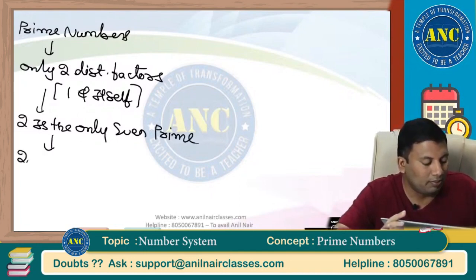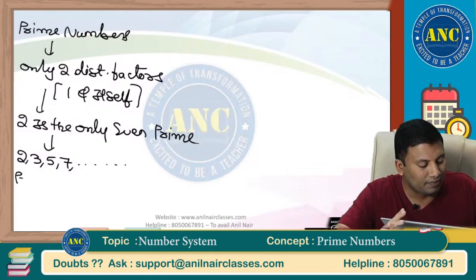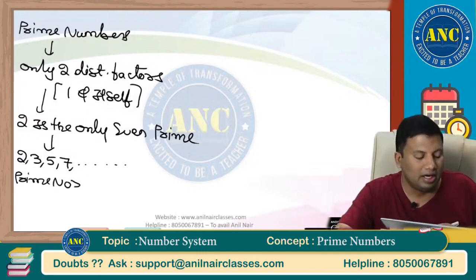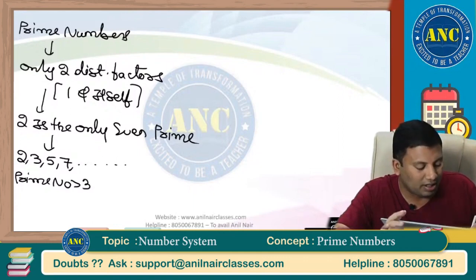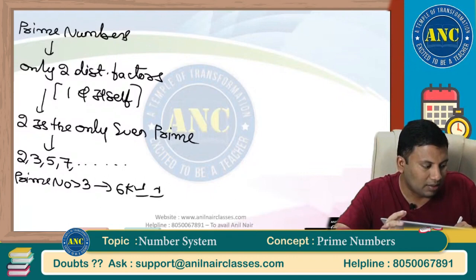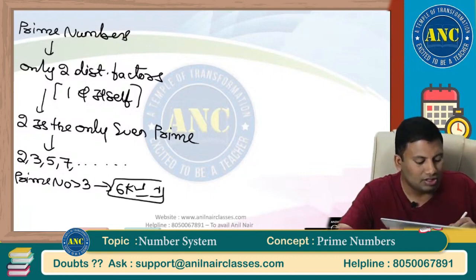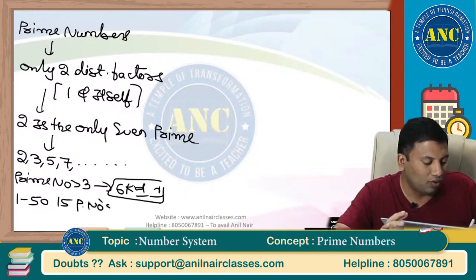The prime number series has no particular pattern in the difference of 2 consecutive numbers. Any prime number greater than 2 is an odd number. It is of the form 2k plus or minus 1. Greater than 3, it is of the form 6k plus or minus 1. From 1 to 50, there are 15 prime numbers, and from 51 to 100, there are 10 prime numbers.